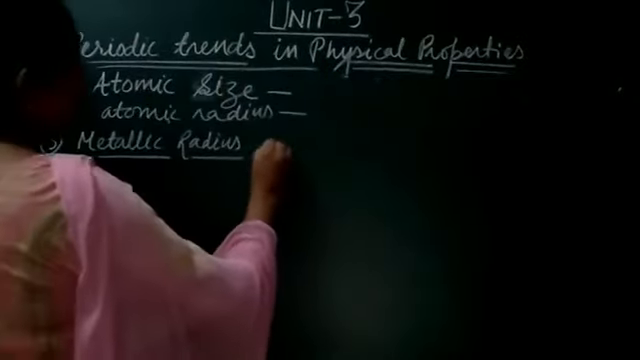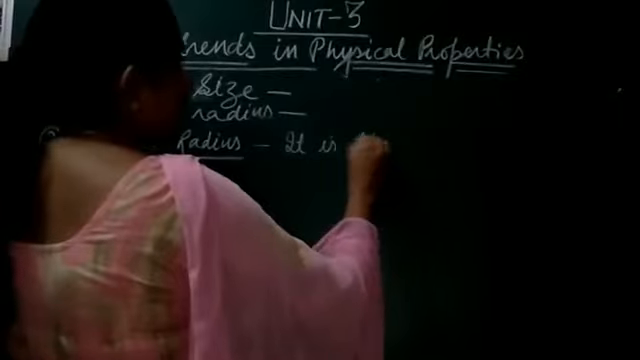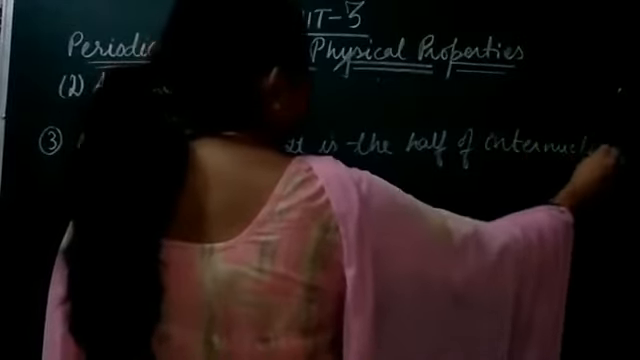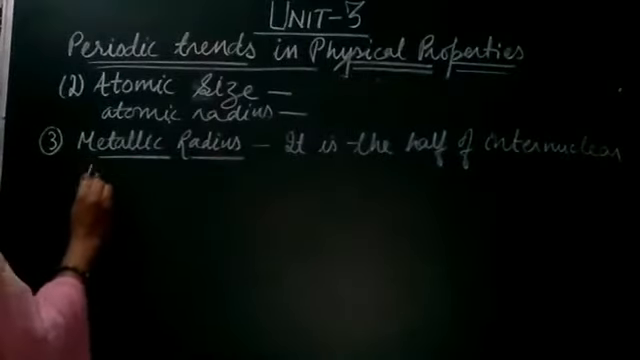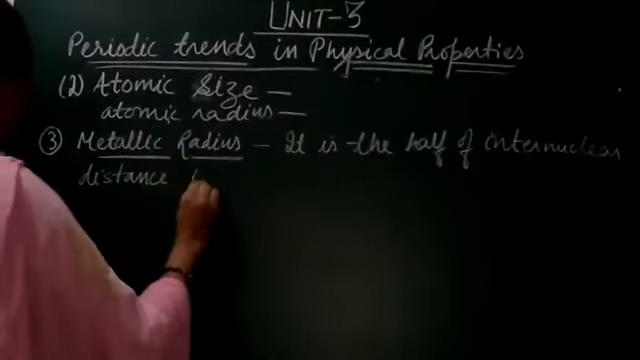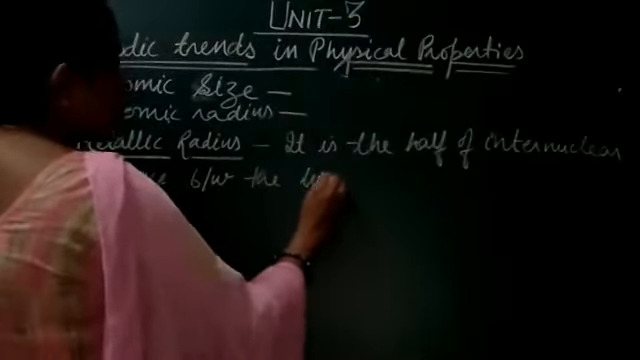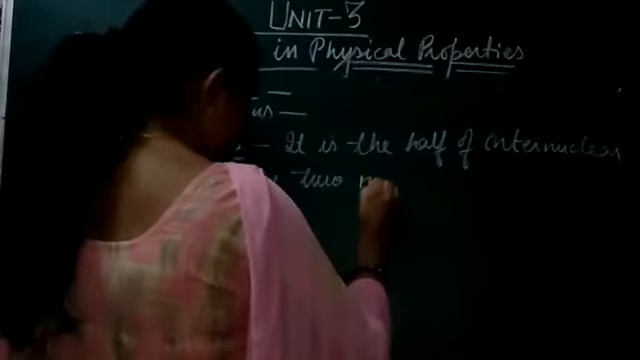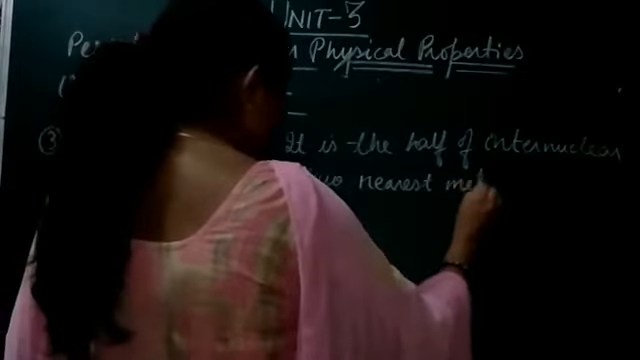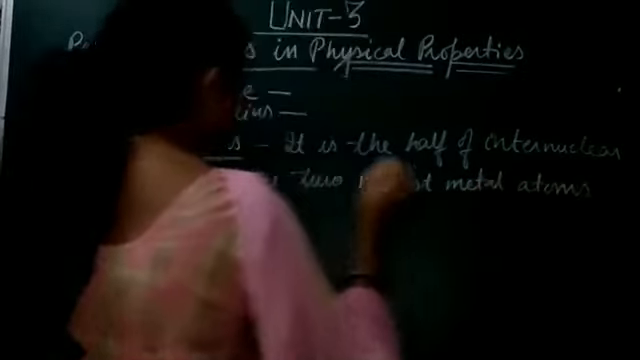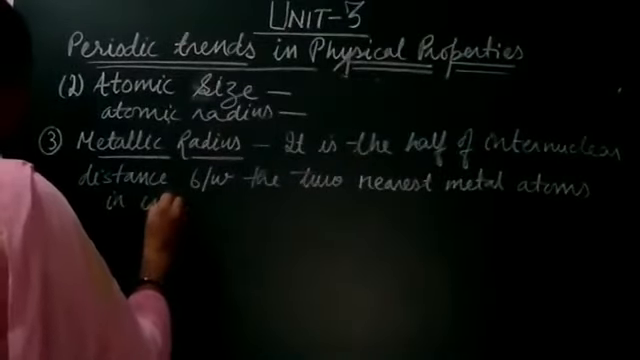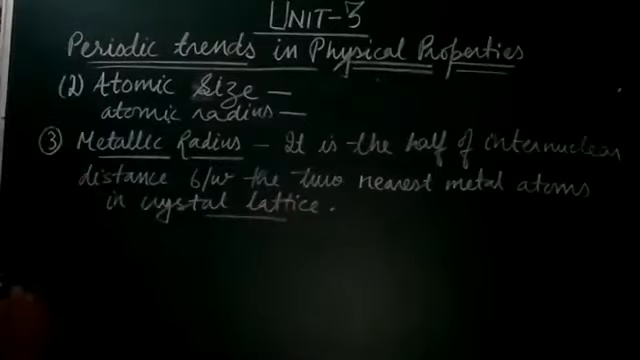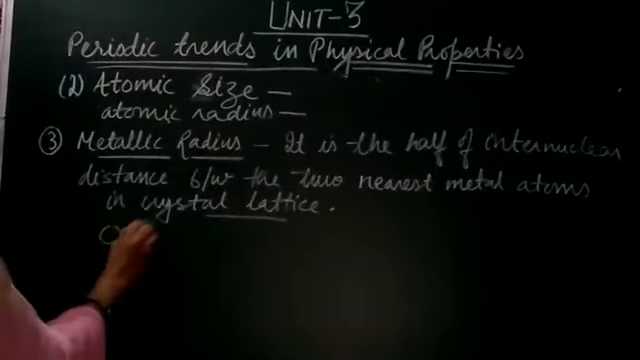So what is the metallic radius? It is half of the internuclear distance between the two nearest metal atoms in the crystal lattice, right? So there will be an array of metal atoms like it is in this way, right?